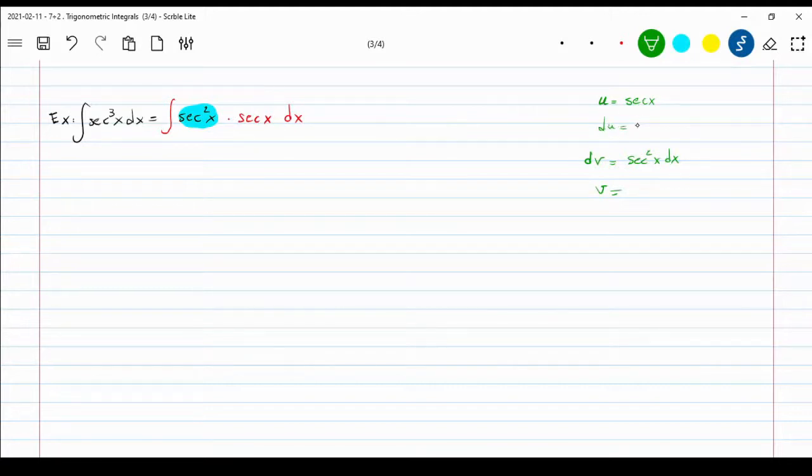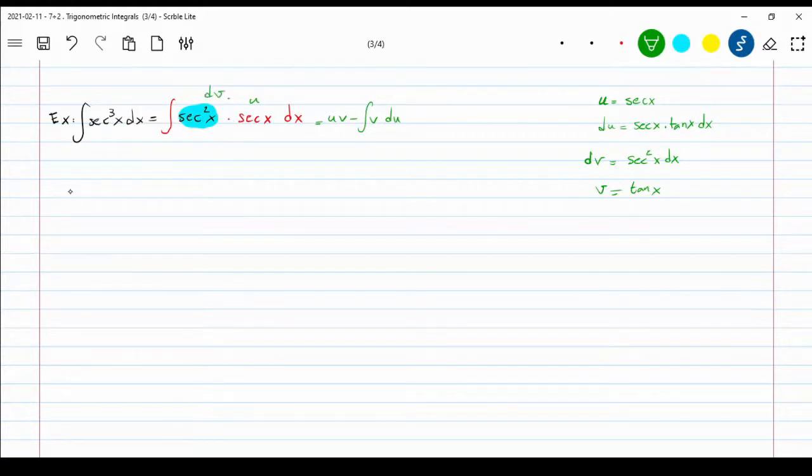Du, the derivative of secant, would be simply secant x tangent x dx, and the integral of secant squared x dx, to figure out what is v, the integral of secant squared would be simply tangent x. So now, if I know these two, integration by parts would be very simple. I can say this equals uv minus the integral of v du, because I assume this is u times dv.